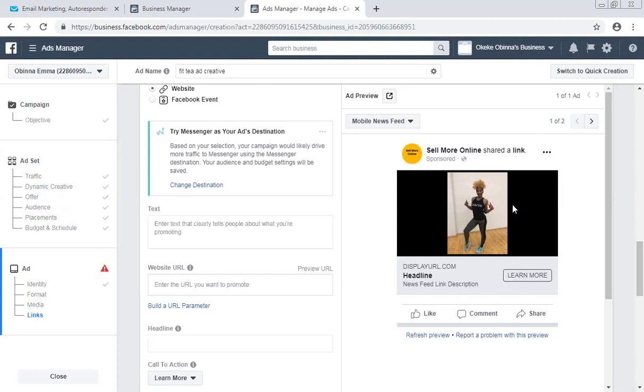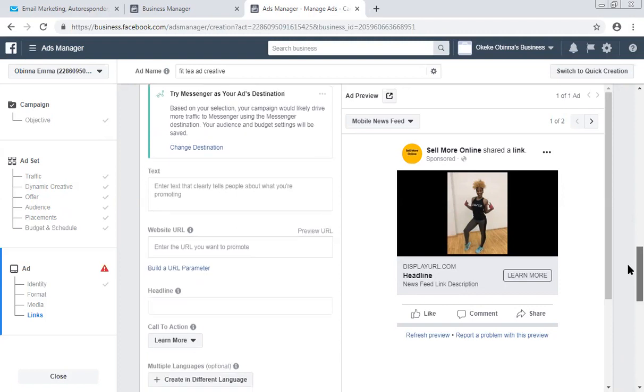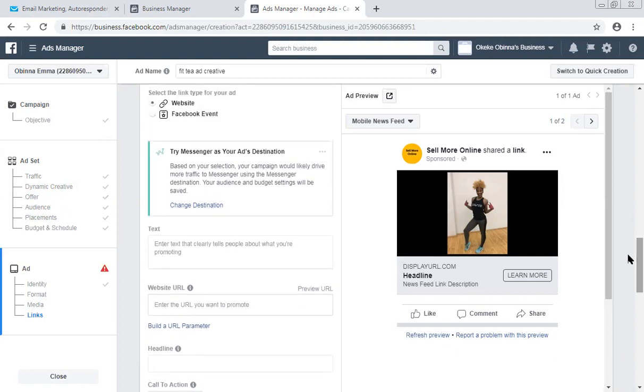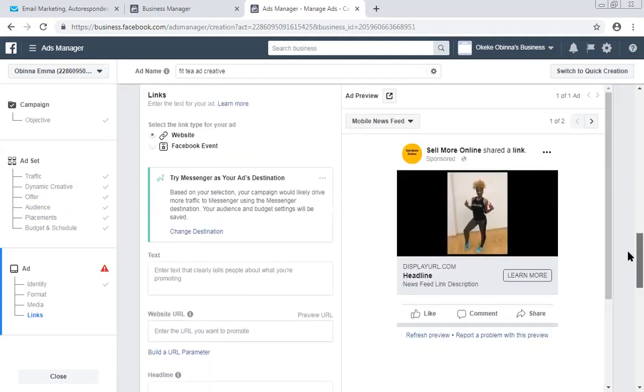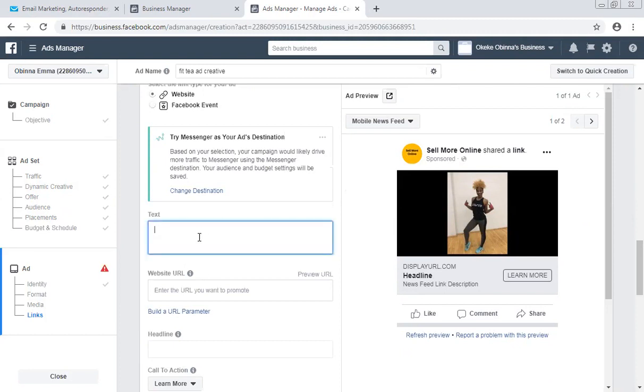I can leave my ad copy the same, everything the same, the same audience I will target, but my image will be different. Then I'll see the one that easily engages my audience. But like I said, for the sake of this training, let's go with this, all right? So once you've selected your image, the next thing you do is you scroll down, you come to text. This is where you have your ad copy.